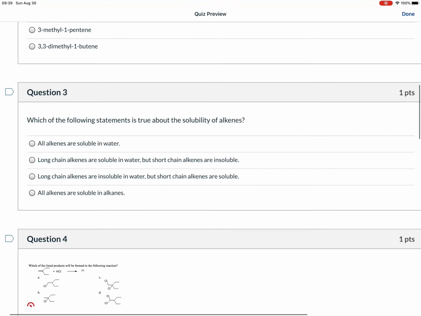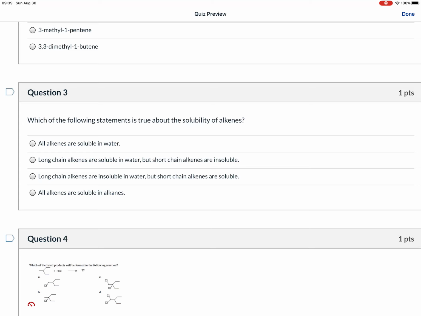Which of the following statements is true about the solubility of alkenes? All alkenes are soluble in water. Not true. None of them are. Long-chain alkenes are soluble, but short-chain alkenes are insoluble. If anything, it would be the opposite, but still, that's not true. Long chains are insoluble, and short chains are soluble. That's true for alcohols and other things that have polar functional groups, but not alkanes, alkenes, or alkynes.